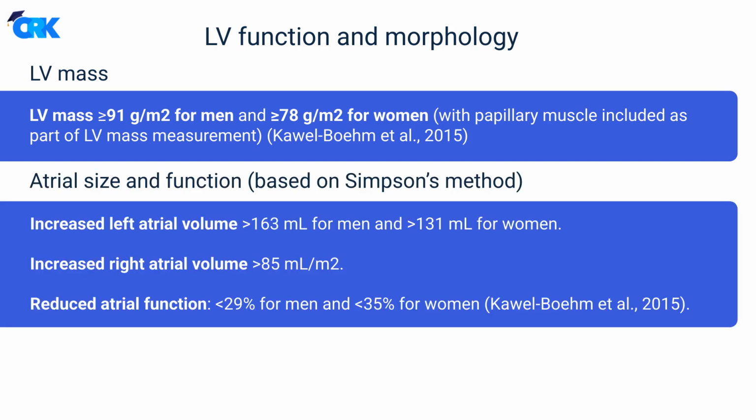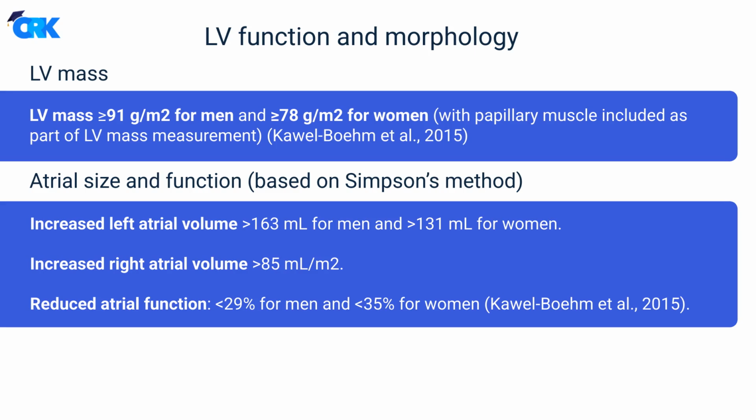5. Atrial size and function based on Simpson's method. Moving on to the atria, both size and function are relevant here. Let's break this down. A left atrial volume greater than 163 milliliters in men and more than 131 in women is considered increased. A right atrial volume above 85 milliliters per square meter is also abnormal.